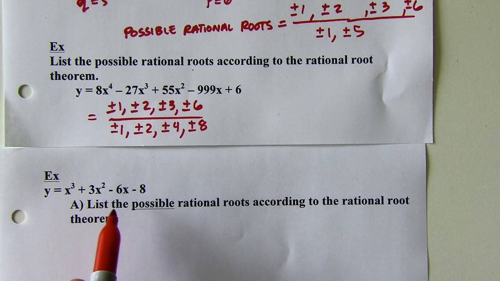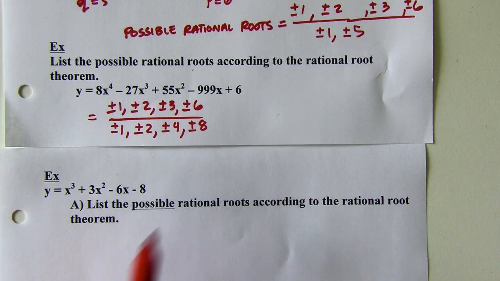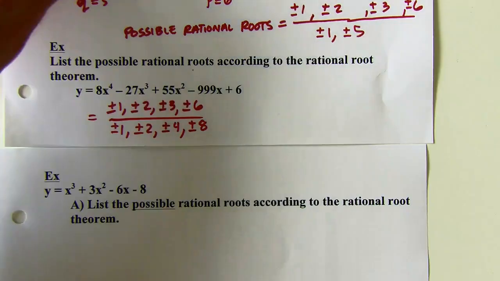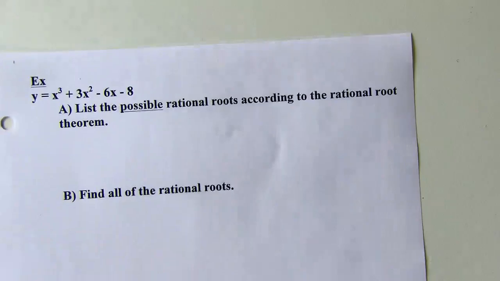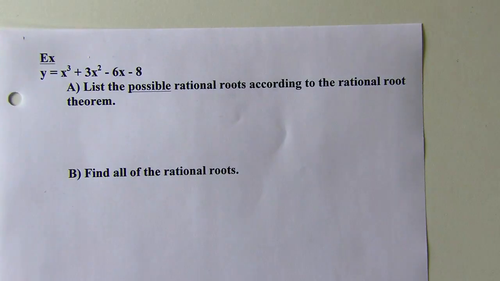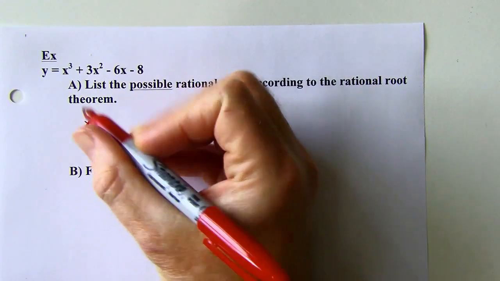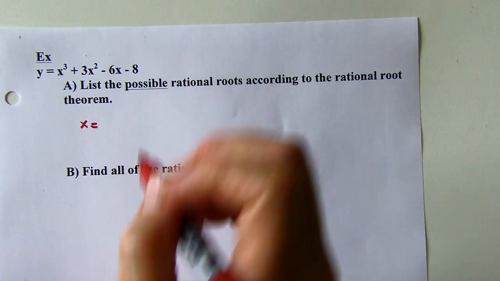We had problems before where they just gave us one of the zeros, and then we know one of the factors, and you can start dividing it out to whittle it down. But sometimes that's not given, so we're going to have to use the rational root theorem to get things started. So I'm going to list the possible rational roots. These are the things that x could equal to make y equal 0. So these are my possible rational x-intercepts, in other words.